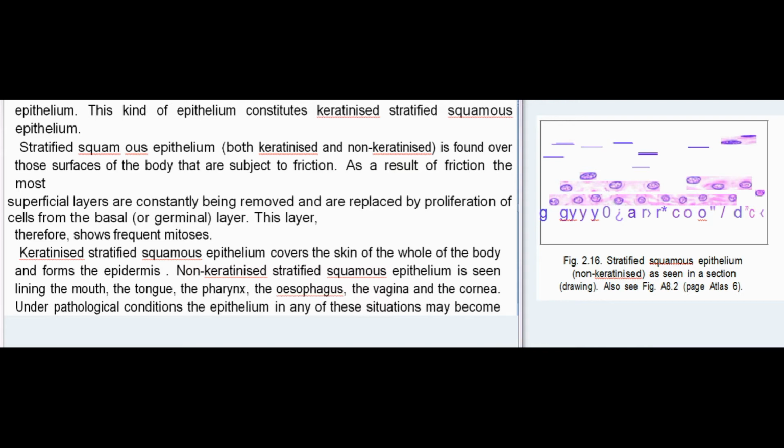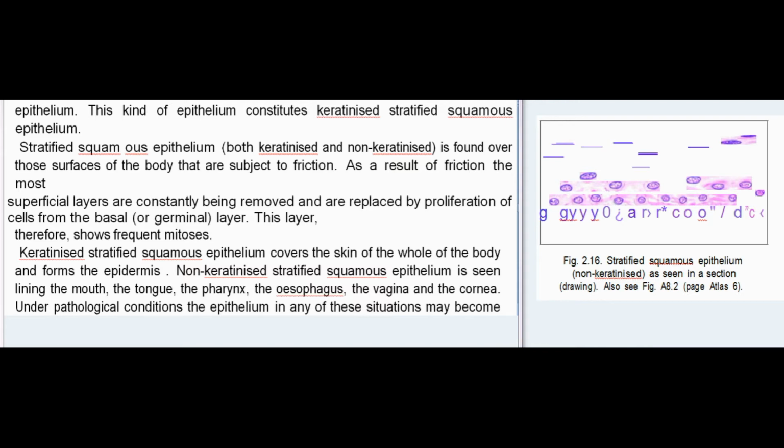Stratified squamous epithelium, both keratinized and non-keratinized, is found over those surfaces of the body that are subject to friction. As a result of friction the most superficial layers are constantly being removed and are replaced by proliferation of cells from the basal, or germinal, layer. This layer, therefore, shows frequent mitoses.